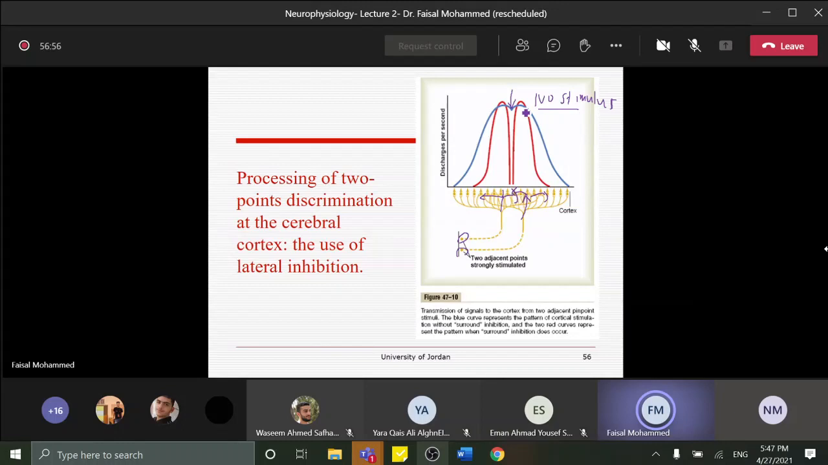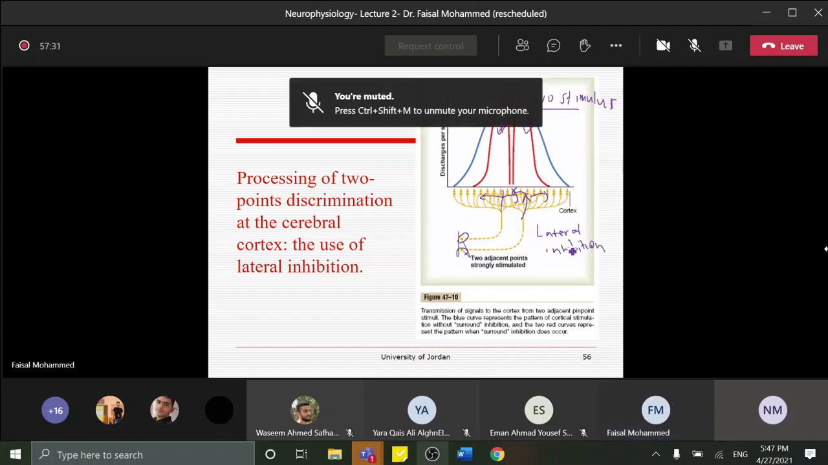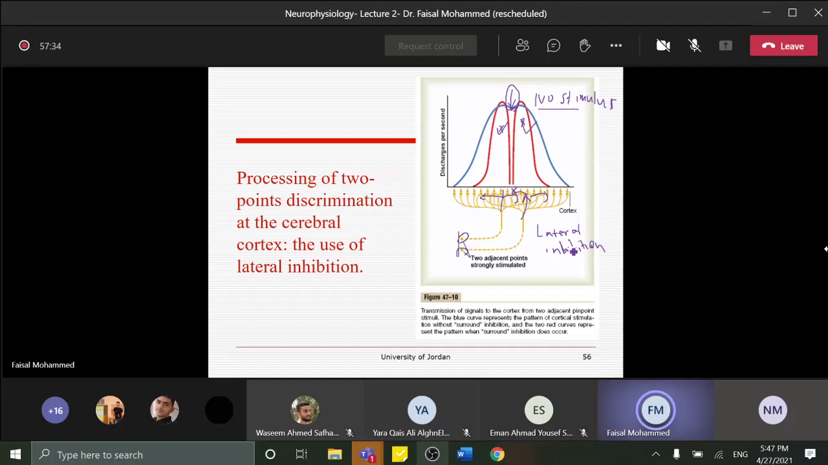So no stimulus in the middle, and there is a stimulus here and a stimulus here, so that is why we differentiate them as two points. This point is a stimulus, this point is a stimulus. In the middle there is no stimulus. This is how you can differentiate these two points as two. There must be lateral inhibition. Also, lateral inhibition is good for sharpness.